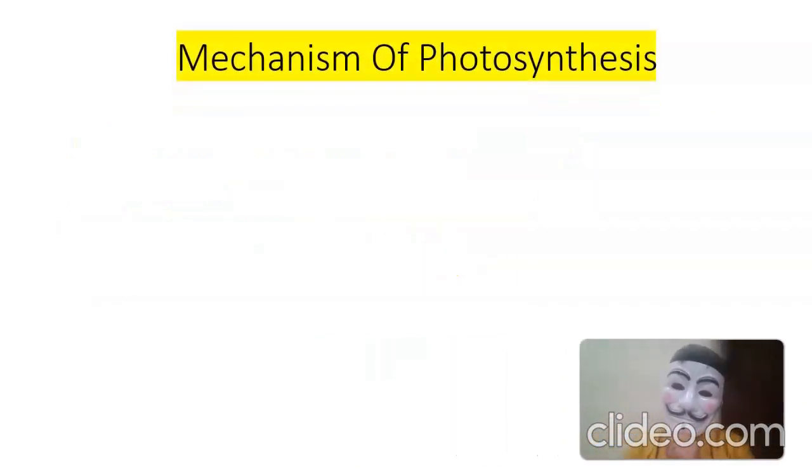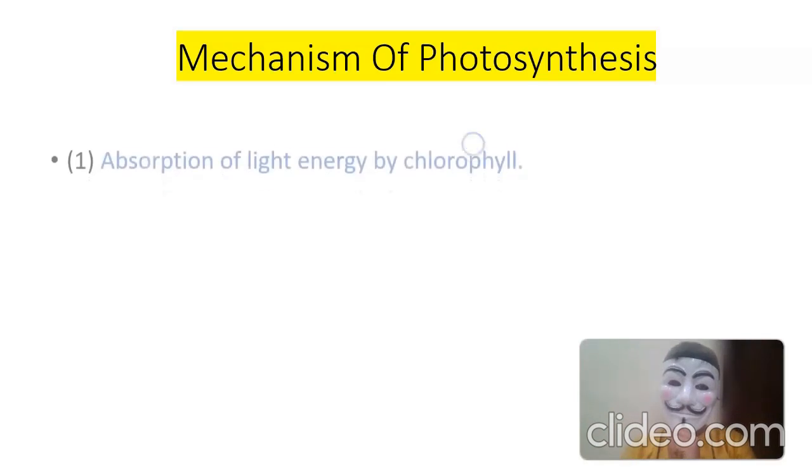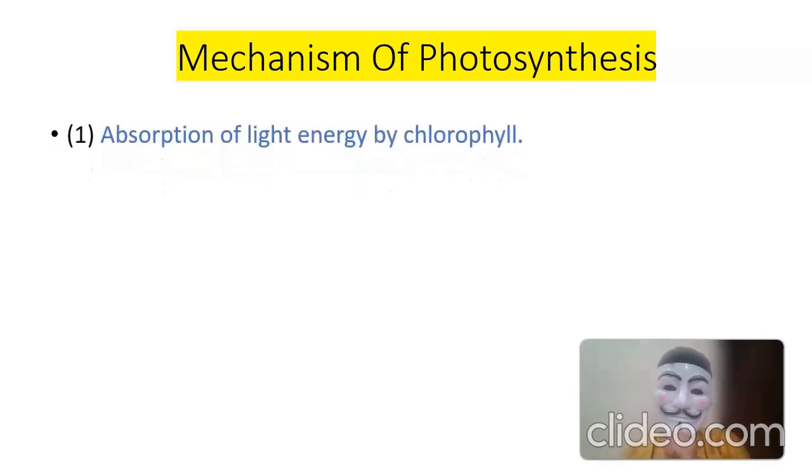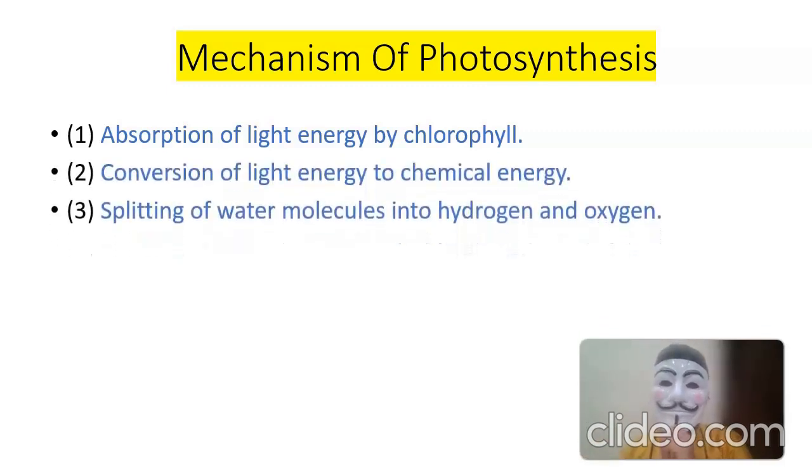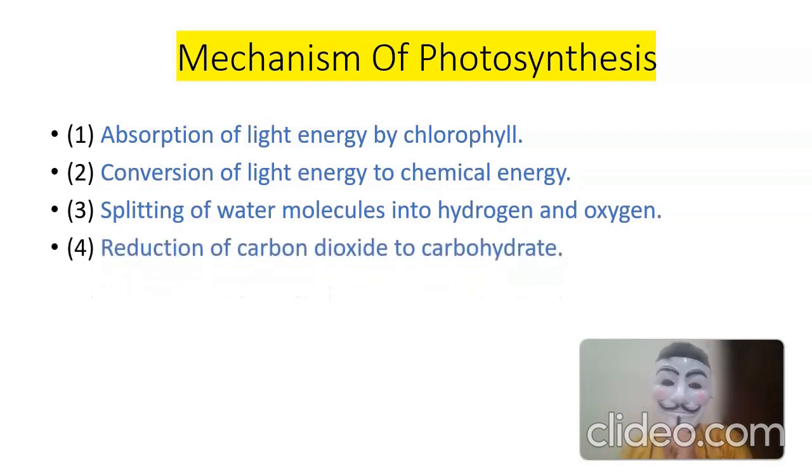Mechanism. Now, as we read about photosynthesis, there are also some mechanisms. There are four mechanisms of photosynthesis. It's very easy. First one is absorption of light energy by chlorophyll. Second, conversion of light energy into chemical energy. Third, splitting of water molecules into hydrogen and oxygen. Fourth, reduction of carbon dioxide to carbohydrates. These are the four mechanisms of photosynthesis, and this is an important thing. It is asked in exams many times.